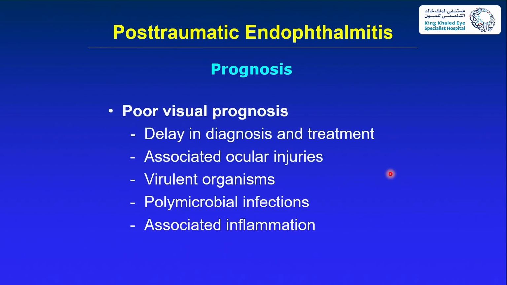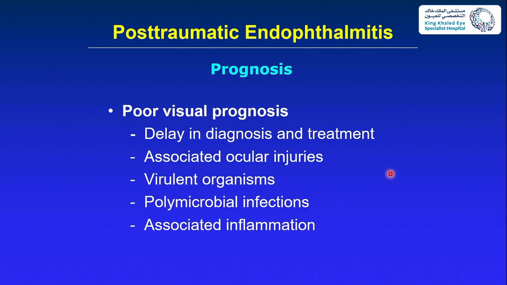So when we talk about prognosis in post-traumatic endophthalmitis, in general, the prognosis is poor. And why is the prognosis poor? Because there is usually delay in diagnosis and treatment. I have seen cases where the treating physician, after repairing the globe, sees inflammation the next day and thinks that this inflammation is related to the trauma. And then when I'm consulted 3-4 days later, it's endophthalmitis.